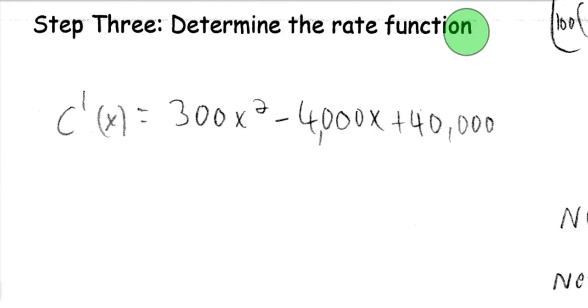Step 3 is to determine the rate function. It's already given to you. This is our marginal cost function: C prime of x equals 300x squared minus 4,000x plus 40,000. If you can't see the graph, if you plug in 1, you're going to get something around 36,000, 36,300 exact, for each increase in 1,000 units. As you're producing 1,000 units, the cost is going to go up by 36,000, or $36 per chip.